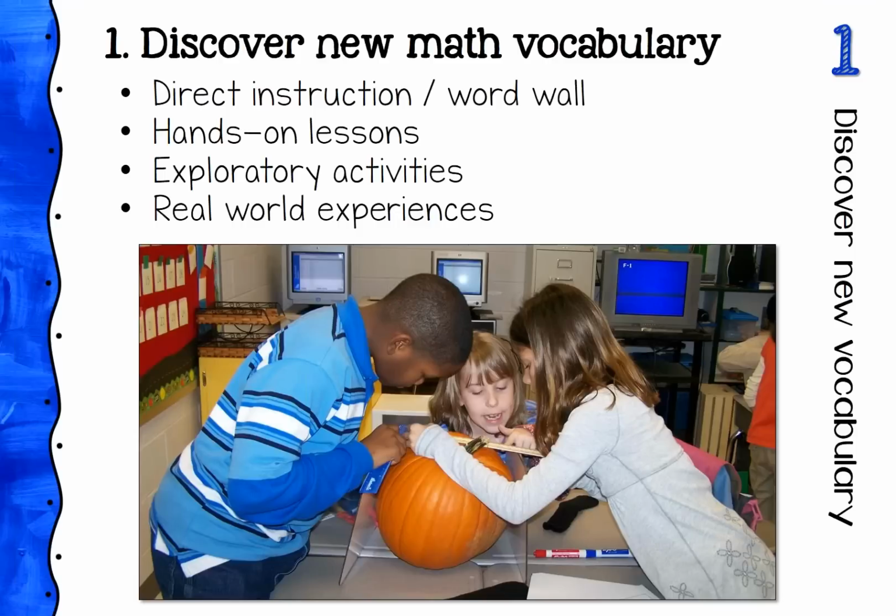The first is the awareness phase, that there's new math vocabulary out there, either through direct instruction and then maybe putting up a word wall card, hands-on lessons, exploratory activities, and real-world experiences, like in this activity where the kids were measuring the pumpkin. I asked parent volunteers to send in pumpkins, and I ended up getting about one per team of different sizes. We did an activity where they were getting the diameter, the circumference, weighing it, and estimating the number of seeds. So they're being exposed to new vocabulary in an activity like that.